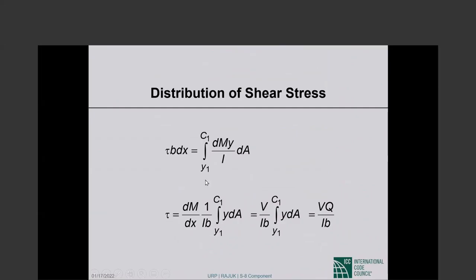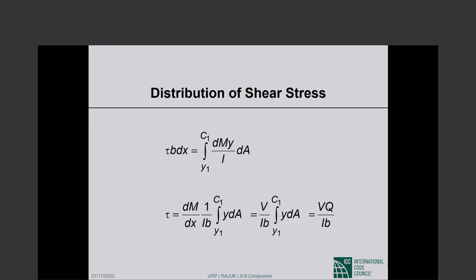That tells you that tau is dM over dx, times 1 over Ib. I is here, b comes from the other side, and then the integral from y1 to c1 of y dA. We have taken dM out, since dM does not vary with height. So tau is dM over dx, 1 over Ib times this integral. Now dM over dx is actually the shear V. Shear is the first derivative of the moment. This again is basic strength of materials.